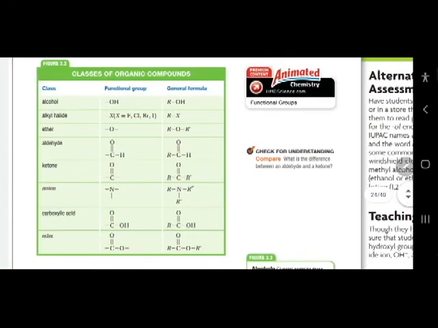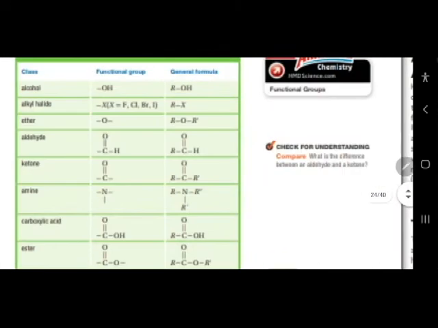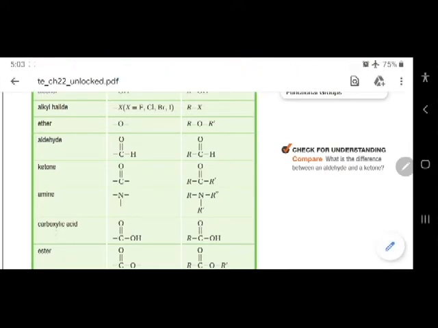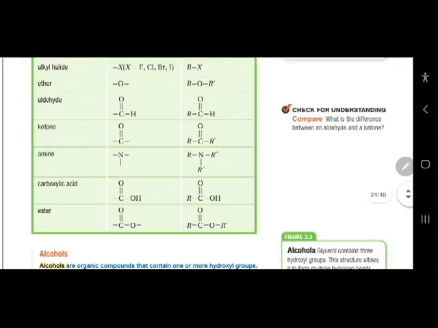ROH is alcohol. R with X, we are talking about alkyl halide. Ether is ROR. And aldehyde is C double bond O with R and H at the other side. If we replace this H with R or R prime, then we are talking about ketone. And if we have nitrogen, then we are talking about amine. Then this is the carboxylic acid, and here C double bond OO, replace this H with R, then we are talking about ester.